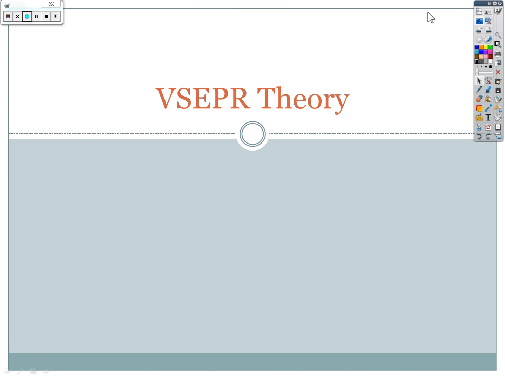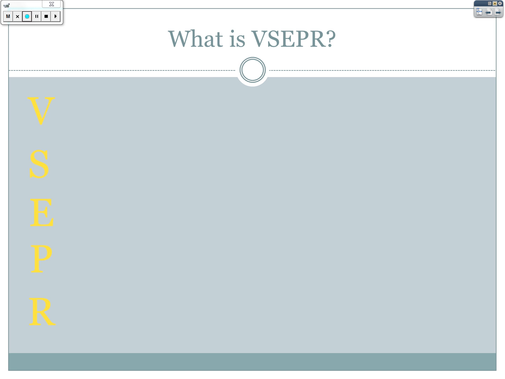Alrighty, good evening everybody. Today we're going to be talking and learning about VSEPR theory. So what is VSEPR? VSEPR, which technically should be pronounced "vesper," but it's easier for us to say V-S-E-P-R, stands for the valence shell electron pair repulsion theory.